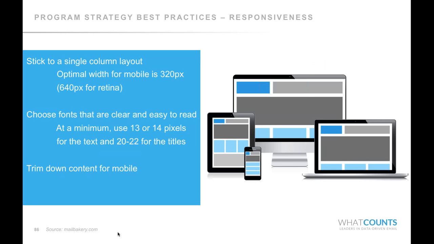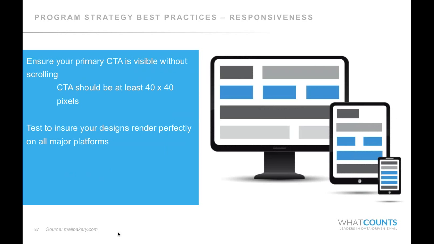With mobile, just a few best practices to remind you of: stick to a single column layout, choose fonts that are clear and easy to read, and trim down your content for mobile. If you've got large paragraphs or big chunks of text, people are going to overlook those, especially on mobile when the print's so tiny. So giving teaser text and trying to get people over to your site from there is a great idea. Ensure that your primary call to action is visible without scrolling. That's not to say there can't be other calls to action that you would see when you scroll, but make sure there's at least one call to action that's visible right away. And then, of course, test to ensure that your designs are rendering perfectly on all of the major platforms.